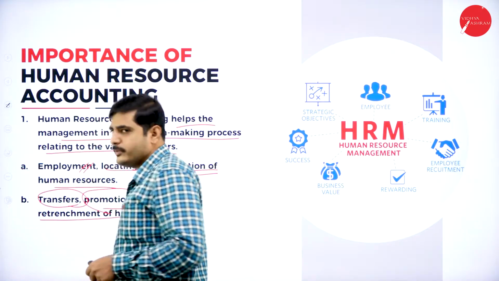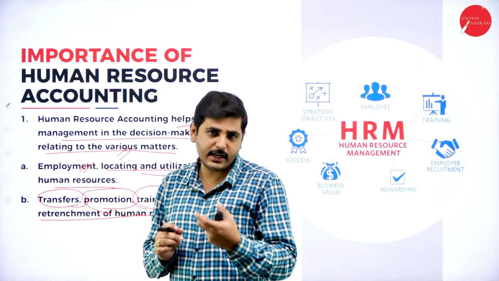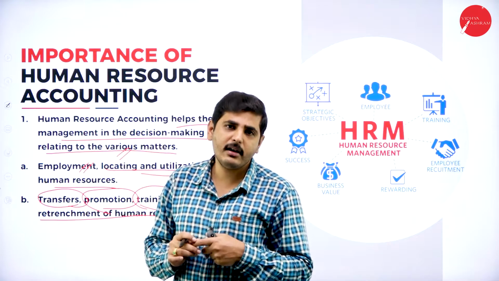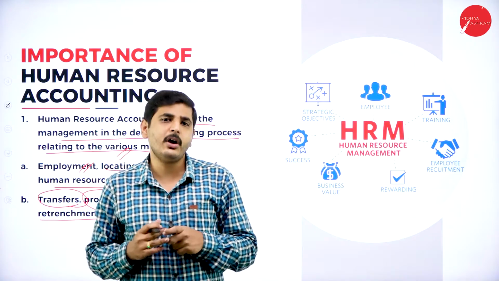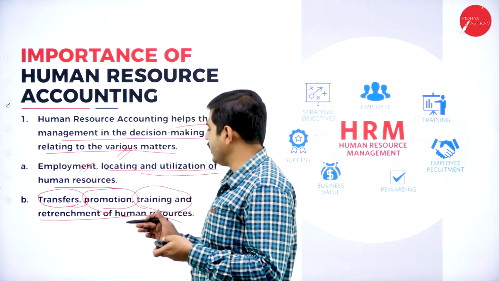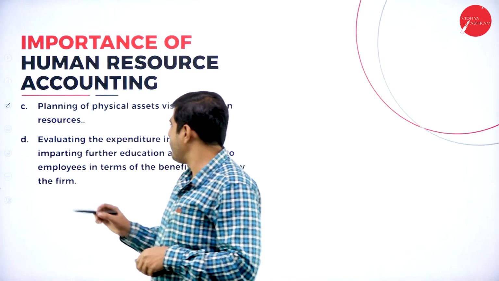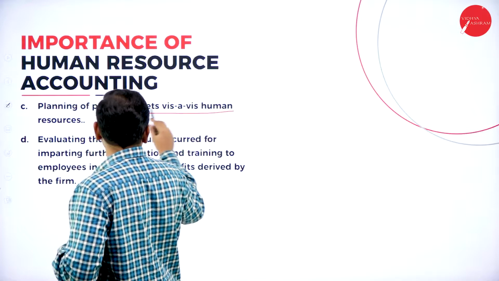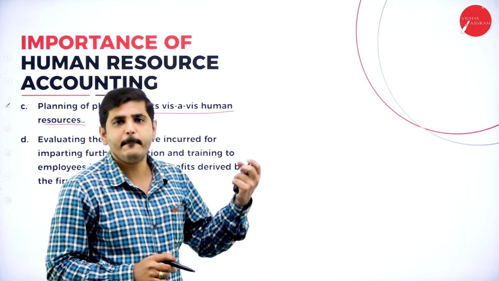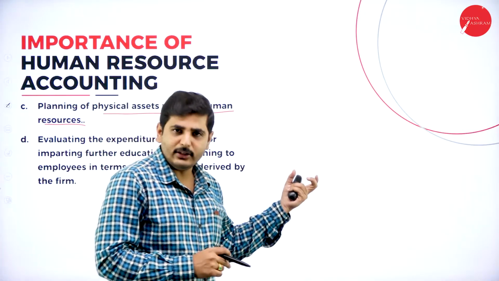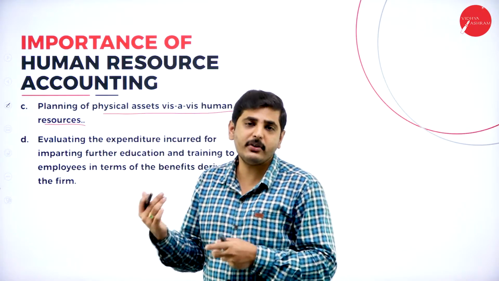Next one, retrenchment of human resource. That means removing the human resource who is not productive in the organization after providing enough training and after doing development activities. Even after that, if the human resource is not productive enough for the organization, we have to leave them and continue with the future human resource who comes to the business. Next one, planning for physical assets versus human resource. Like what we plan for the purchasing and maintaining of physical assets, we have to plan for the hiring, training and also retrenchment of the human resource.